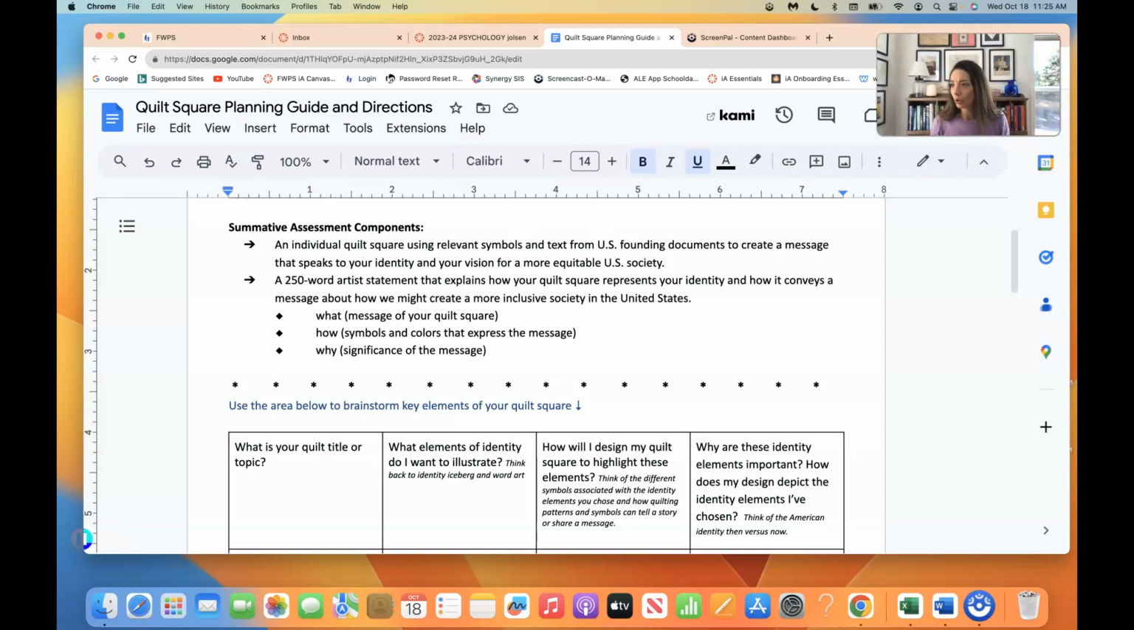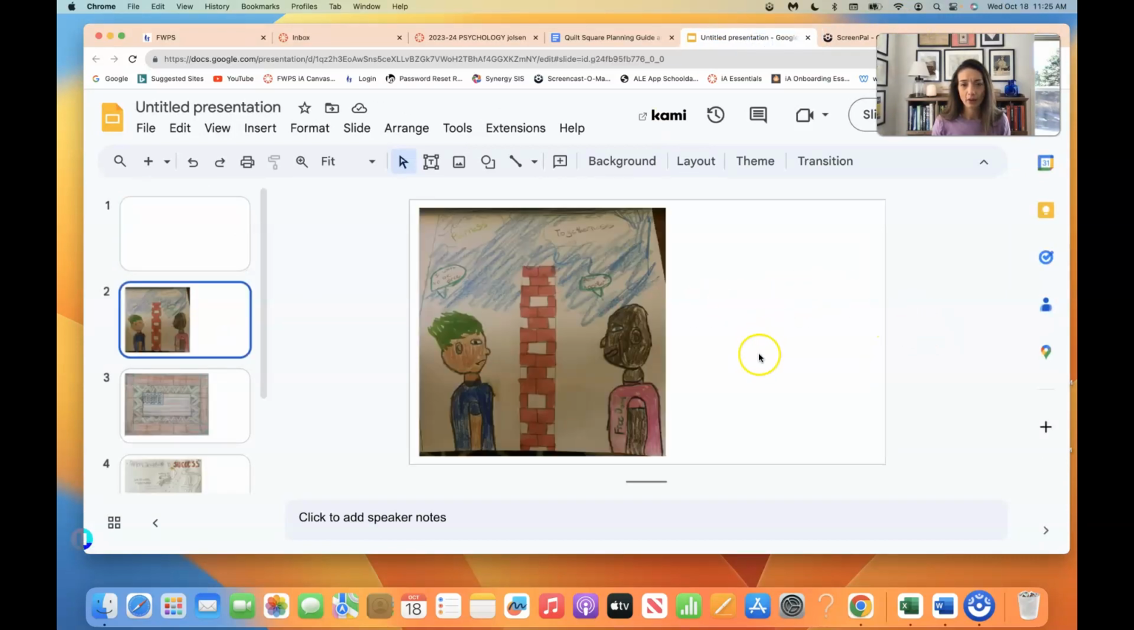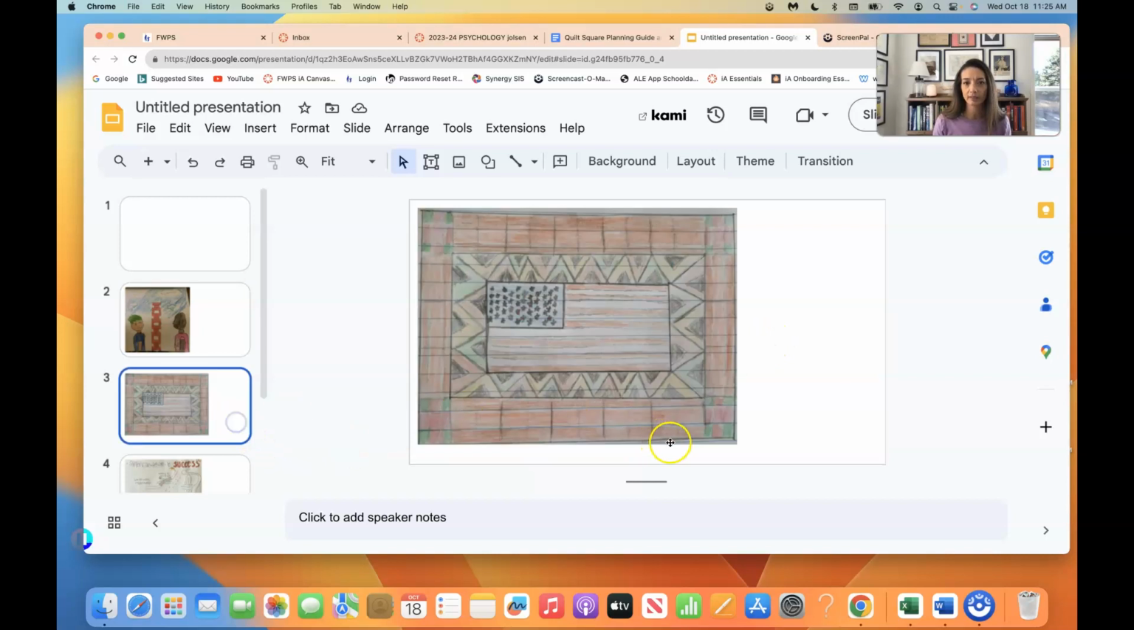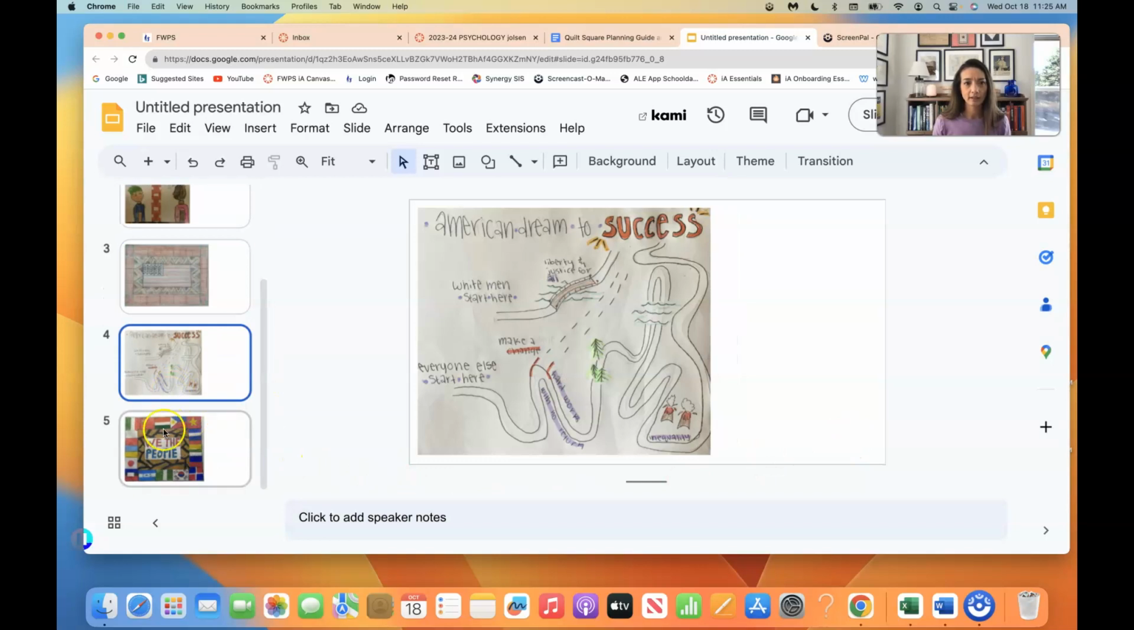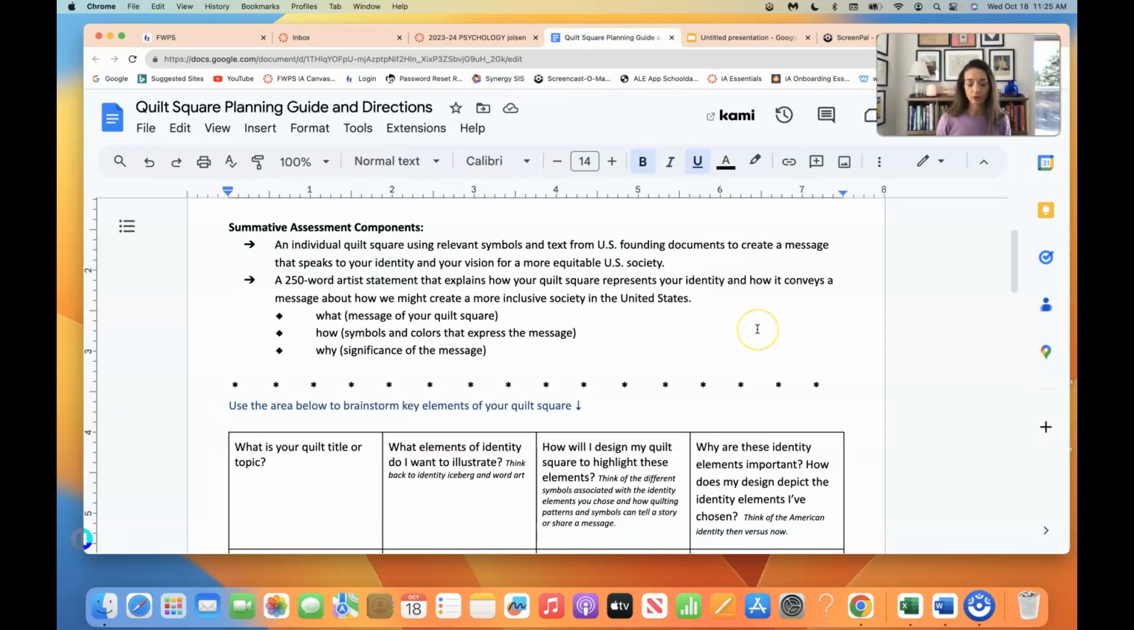So let me show you some of your classmates' quilt squares. Okay, so these are just a few ideas. Every one of your classmates has got a different spin. Everybody's has a little bit different of a look. Okay. So you're going to choose images, symbols, specific colors, text, words, phrases from the founding documents to incorporate into your quilt square.